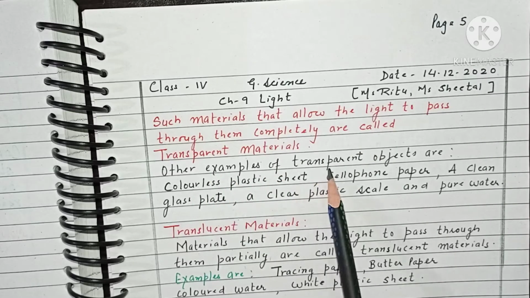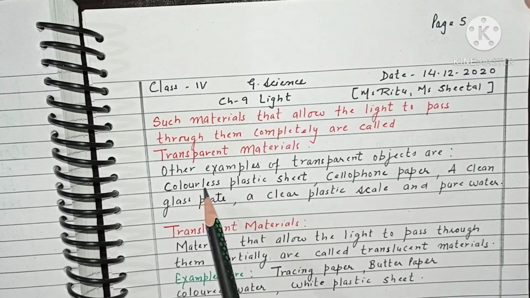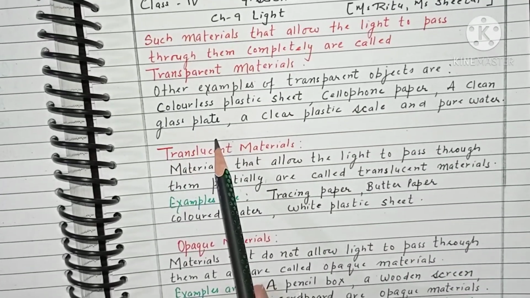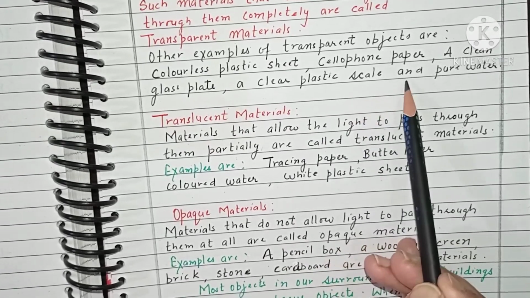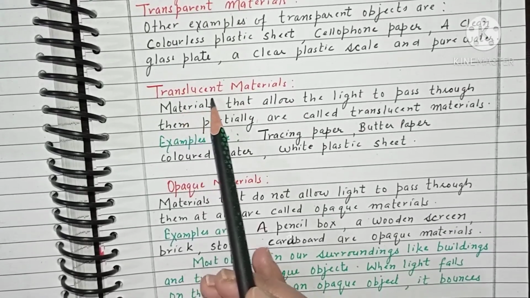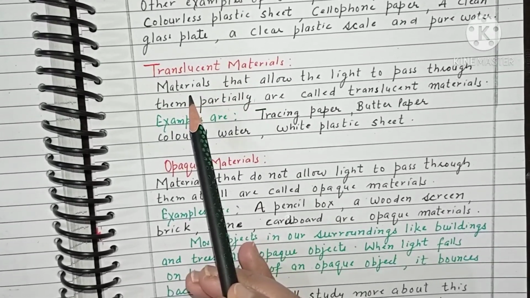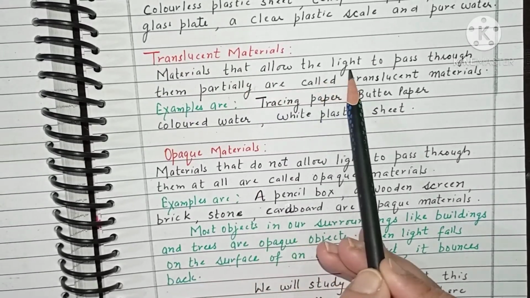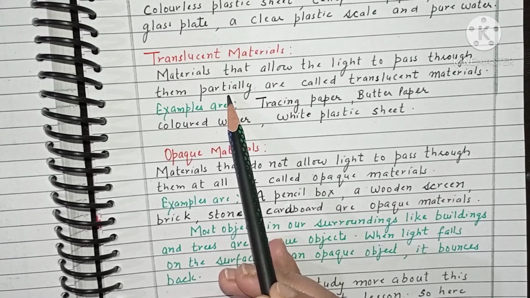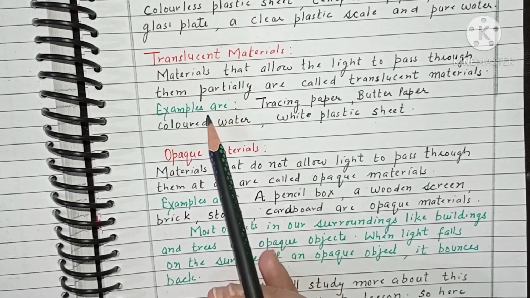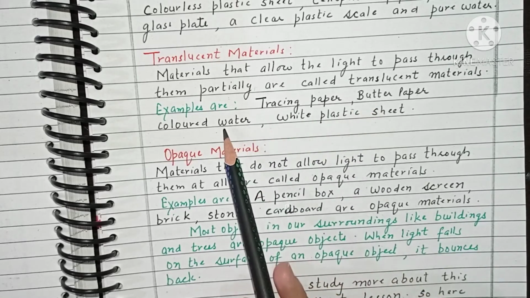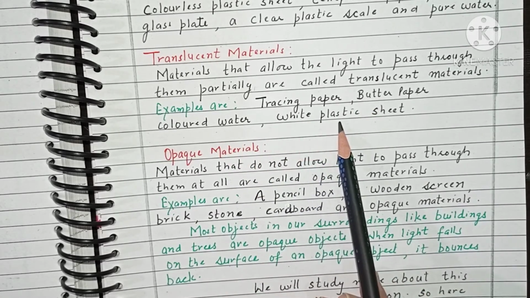Other examples of transparent objects are colorless plastic sheet, cellophane paper, a clean glass plate, a clear plastic scale and pure water. Now, let us discuss translucent materials. These are the materials that allow the light to pass through them partially. So, we can see a little bit through these translucent materials. The examples are tracing paper, butter paper, colored water and white plastic sheet.